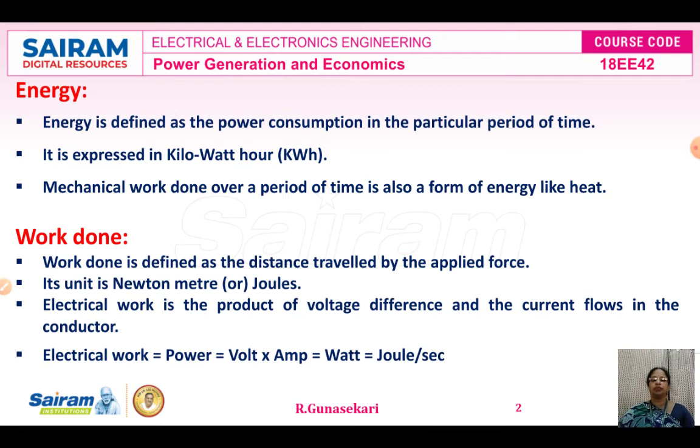Another term is work done. Work done is different. Work done is nothing but the distance traveled by the applied force. The unit of work done is the Newton meter or joules. Then electric work is the product of the voltage difference and the current that flows in the conductor. That is the electrical work. Power is the product of voltage and current in amperes, and the unit is watts or joules per second.